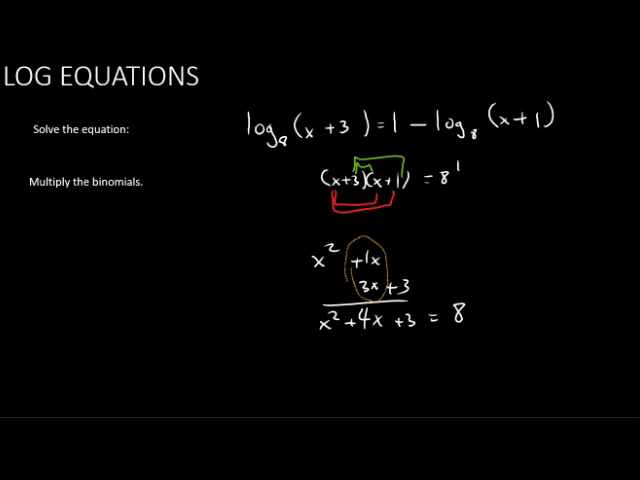Then we're going to try to get everything onto the left side. This means we'll subtract the 8 from the right and the left. This will give us 0 on the right. On the left, we now have x squared plus 4x minus 5. This will be our new second power equation. And now we factor it to try to get the value of x.